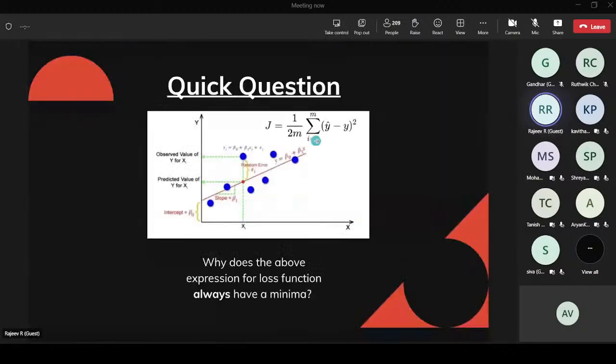So why is it that mean squared error always has a minima? As you can see from the expression, this is the expression for mean squared error. And what is the degree of this polynomial? You can see at the RHS there is a square term for every term. So you basically have a polynomial of degree 2, and the sign is positive. So we'll end up having a convex function which has a minima. So this is the reason. Those of you who got it right, well and good, and we can learn a lot in this lesson.